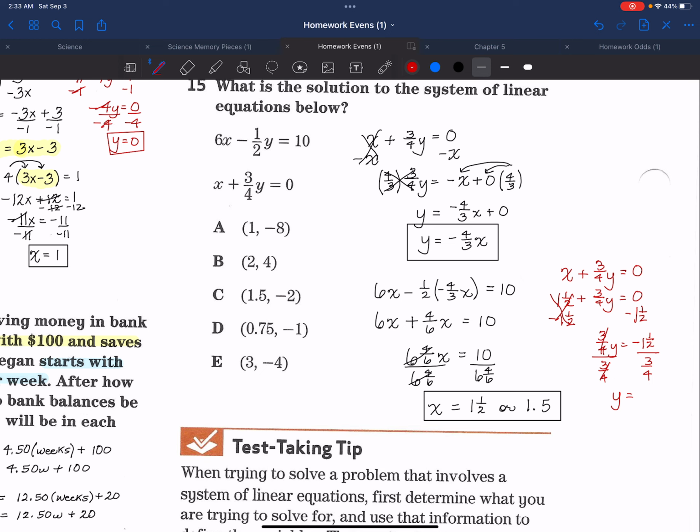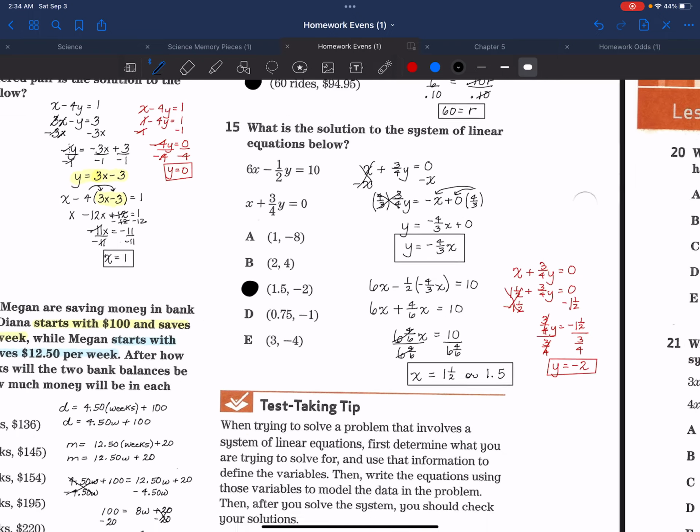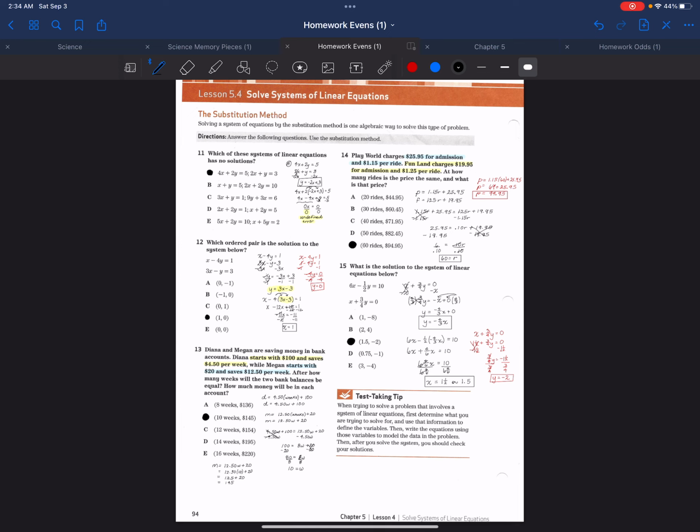So negative 1.5 divided by 3/4. And I typed it in wrong when I was doing it, so I had to start over. Alright, so this is negative 2, and so that confirms that my answer is indeed C. These are not easy problems. Okay, I'll stop this video and I'll see you in just a second for page 95.